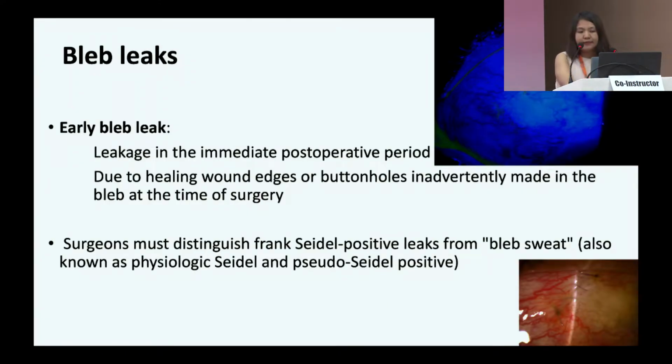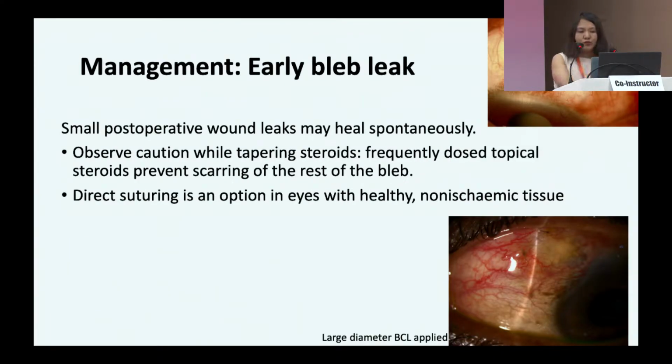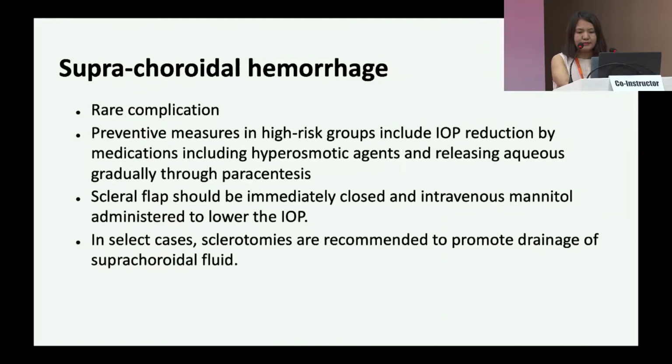So if there's an early bleb leak, think about looking at the cause. If there's a proper Seidel positive, then you can either consider using a large diameter bandage contact lens or resuturing. At the time of leakage, if you see an early bleb leak, do not jump onto decreasing the steroids, because the steroids are essential in halting the fibrosis process. So you should always follow the patient up closely. As I already mentioned, a bandage contact lens or direct suturing can be done in such cases.